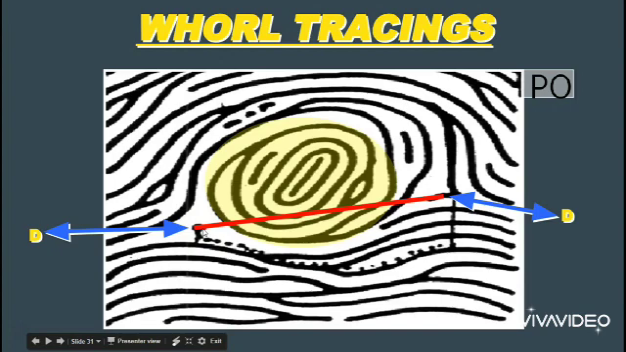As we trace, we can see that there is a bifurcation. So the rule is that the lower part is what you will follow if there is a bifurcation. So this example is a plain whorl with an outer tracing, because there are 3 ridges before you get to the right delta.